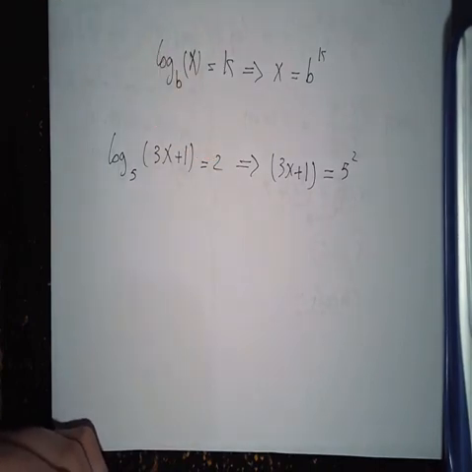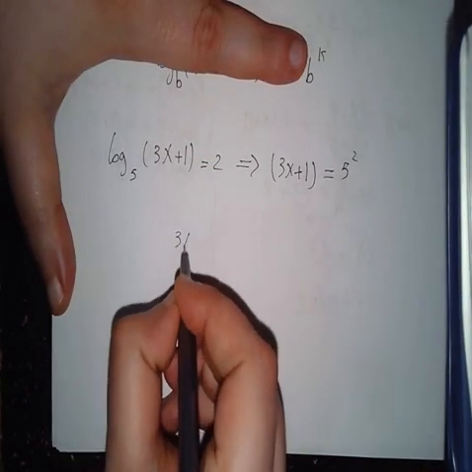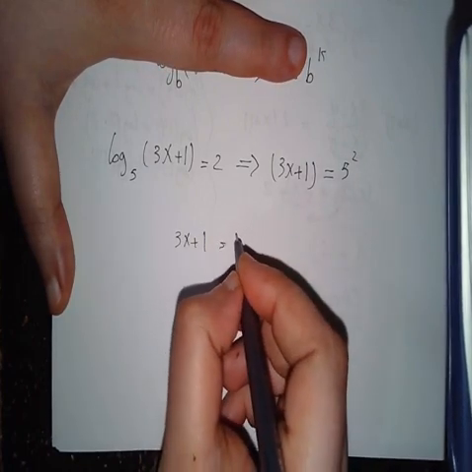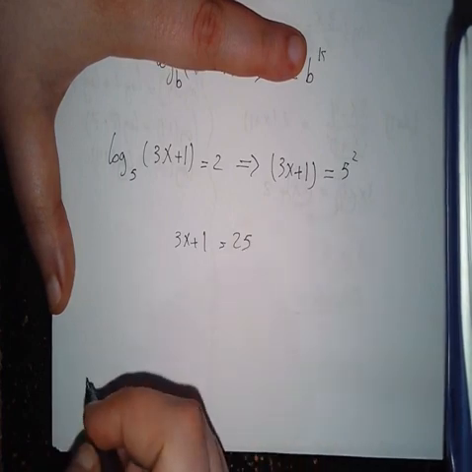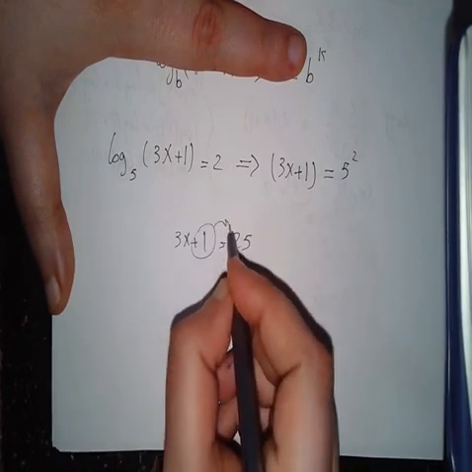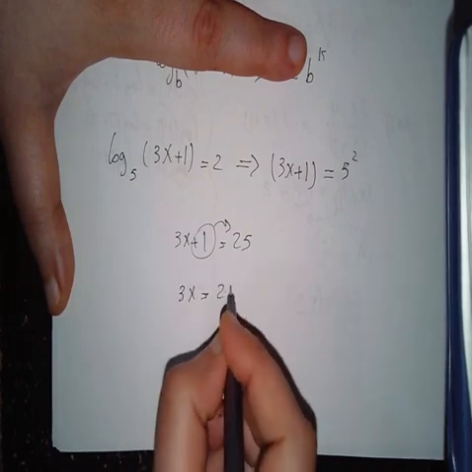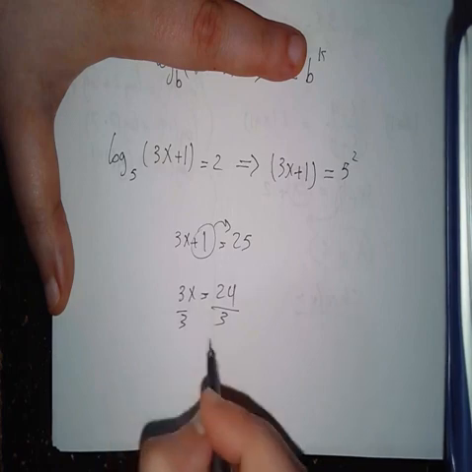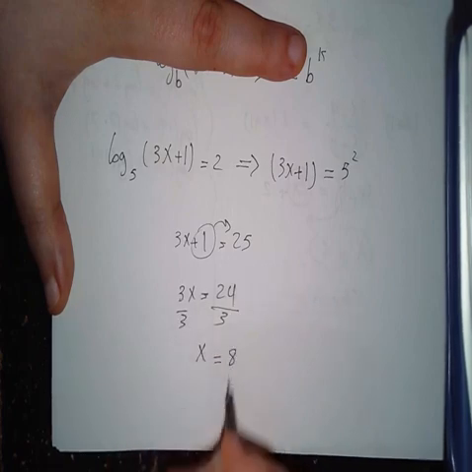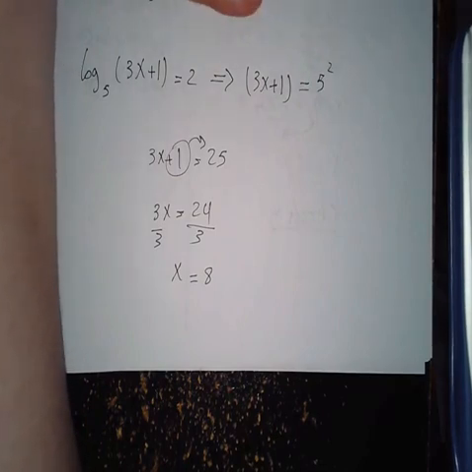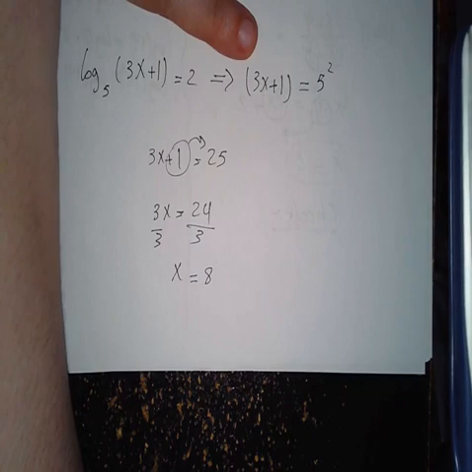See what I did there? Now we have 3x plus 1 equals 5 to the second power, which is 25. Right? So 1 gets moved to that side, it turns negative, and we have 3x equaling 24. Divide by 3, and x is 8. So while it made it look complicated for the exponentials, it's actually simplifying things for the logs. So this is actually a cool trick.